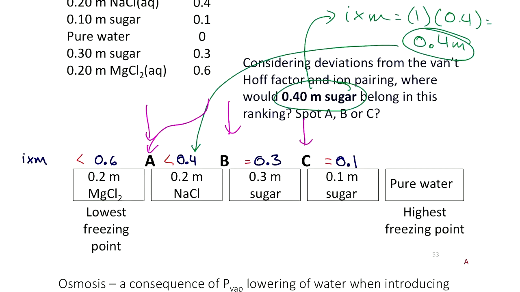Ion pairing and deviations from the Van 't Hoff factor are especially important when you get yourself in a situation where you have two solutions with the exact same i times m product. At that point, if both of your i times m's match, you want to resort to ion pairing to actually finish up the question, right? Because you might try to say, oh no, they have the same freezing point, but that's not true if ion pairing is involved. Okay, how do we feel about that?